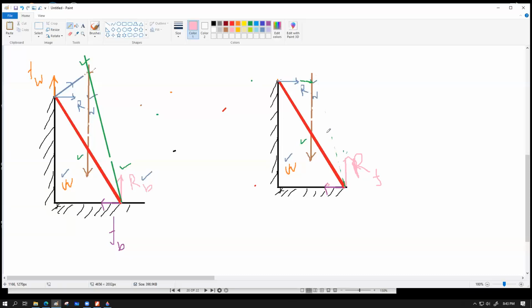Before you answer, I'd like to remind you, weight is working vertically downwards and this reaction force is working vertically upwards. We already have two parallel forces. So I'm asking the question again, is it possible for these three forces to coincide at a single point?